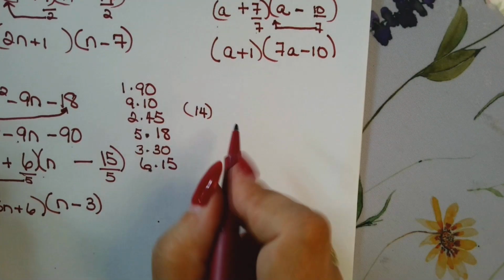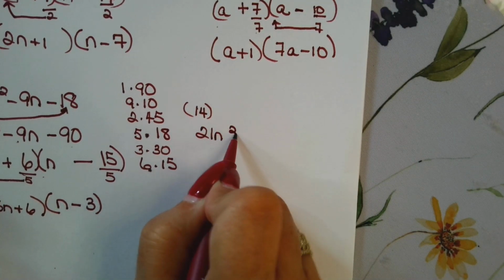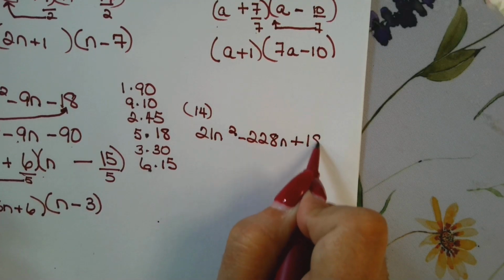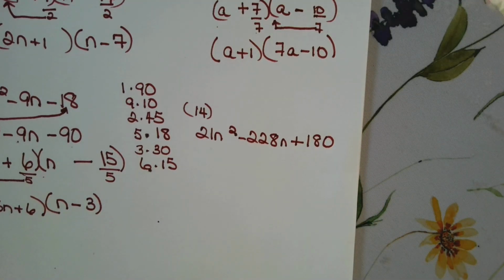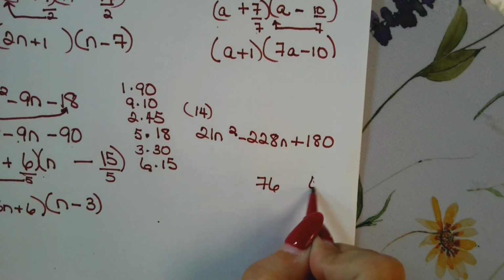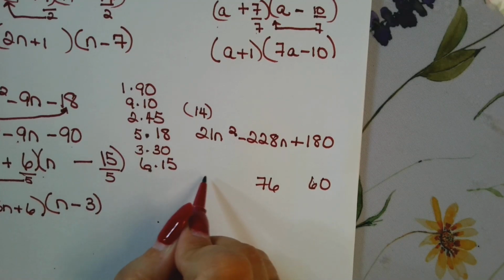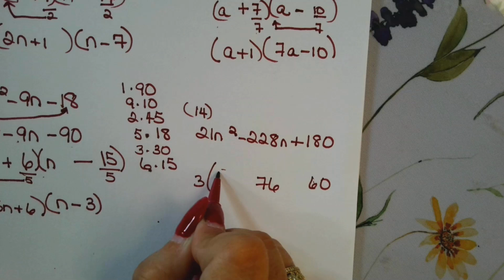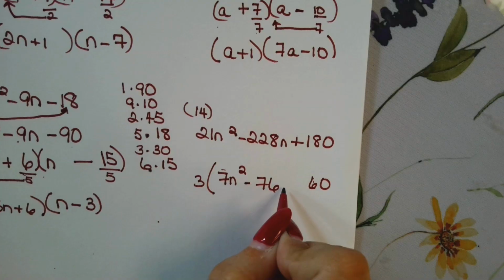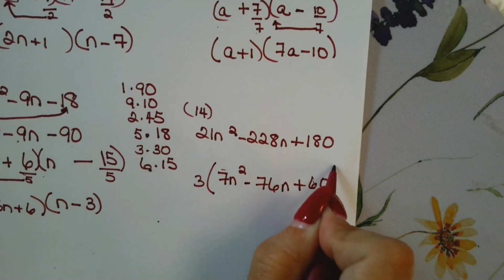Okay, number 14, 21n squared minus 228n plus 180. All right, let's find a greatest common factor. I think 3 is going to be 1, but let me double check. 228 divided by 3, that's 76. And 180 divided by 3, that's 60. And we can pull out a 3 here. This will be 7n squared minus 76n plus 60.